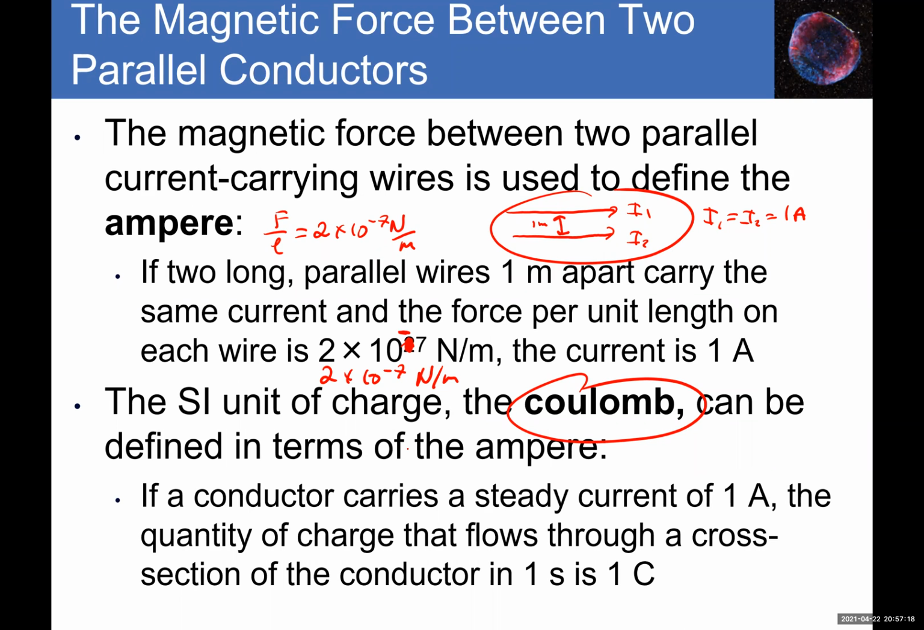The coulomb in SI units, for the charge: if a conductor carries a steady current of 1 amp, the quantity of charge that flows through a cross section of the conductor in 1 second is 1 coulomb. Remember, current is equal to dq dt. That means dq is equal to I times dt. So if dt is 1 second and you have 1 amp current, then the amount of charge going through some cross-sectional area A in 1 second is defined to be exactly 1 coulomb.